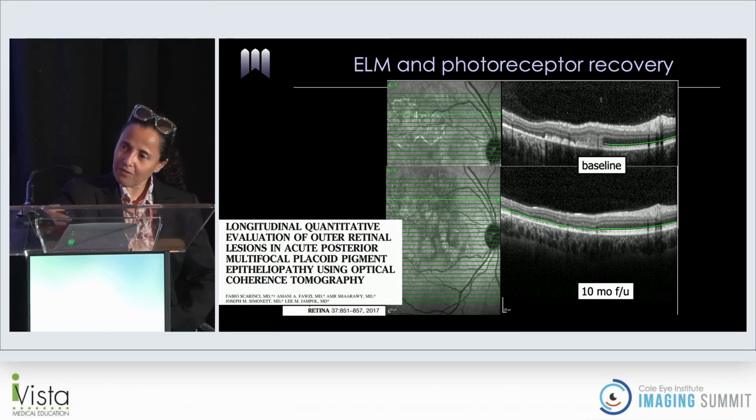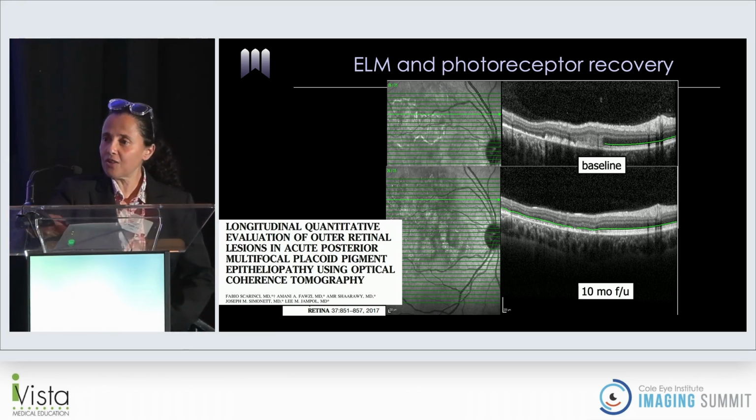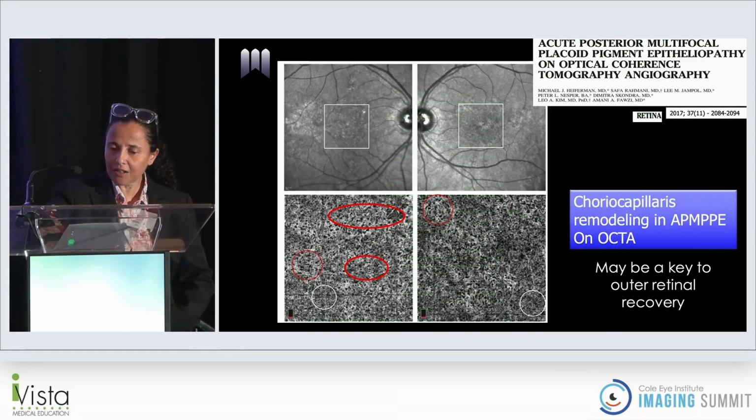It's just you have to wait a long time, and the patients are very unhappy and complaining and symptomatic, and many people would treat them with steroids just to enhance this process, but we don't have any evidence that it helps.